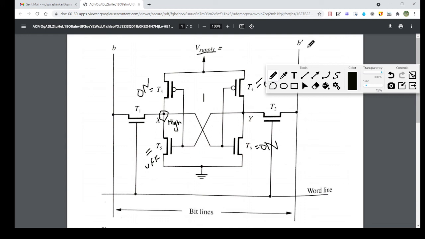This is how this CMOS cell SRAM is going to work. It has the advantage of low power consumption, because it uses power only for those transistors which are on, whereas the transistors which are off do not consume any power. So that is the explanation of the SRAM using CMOS cell.